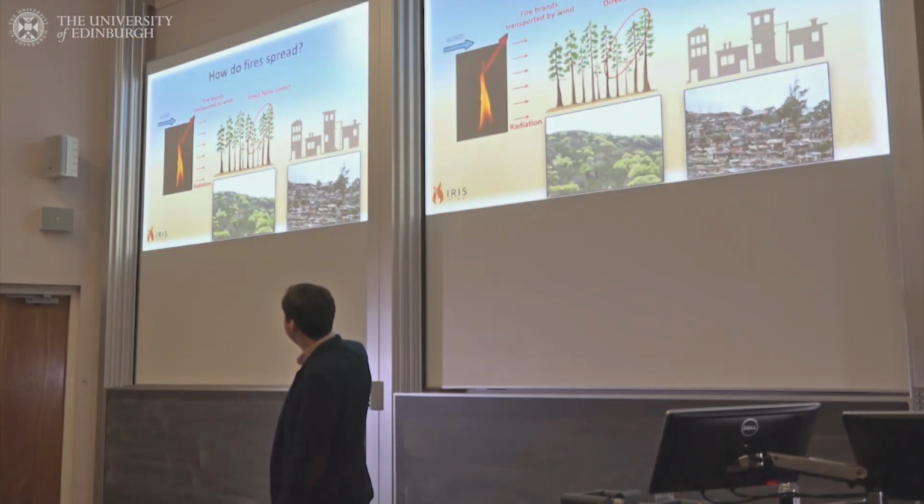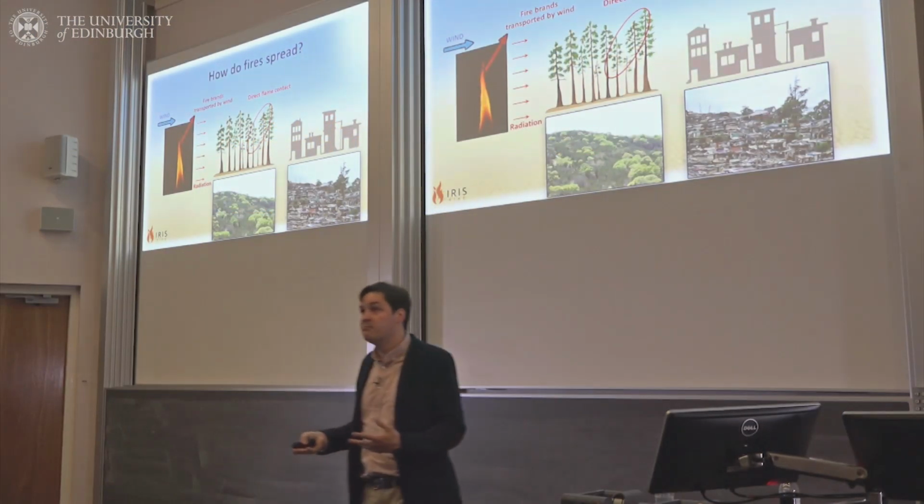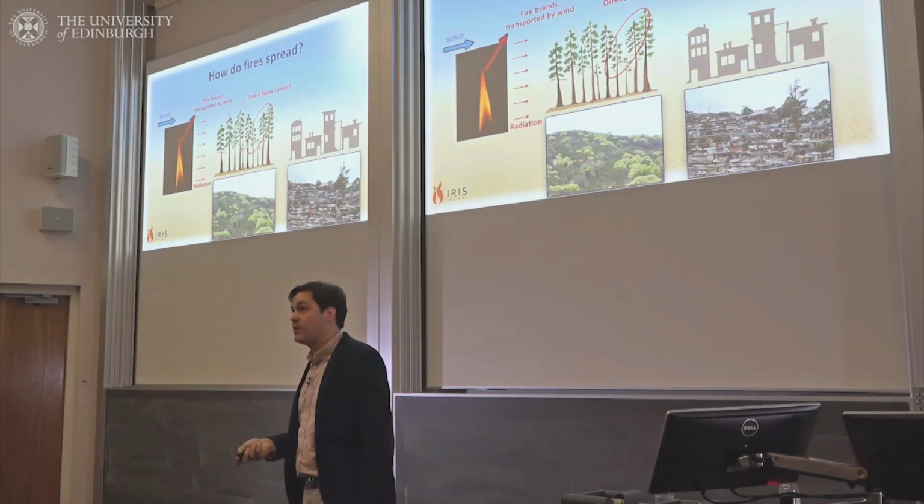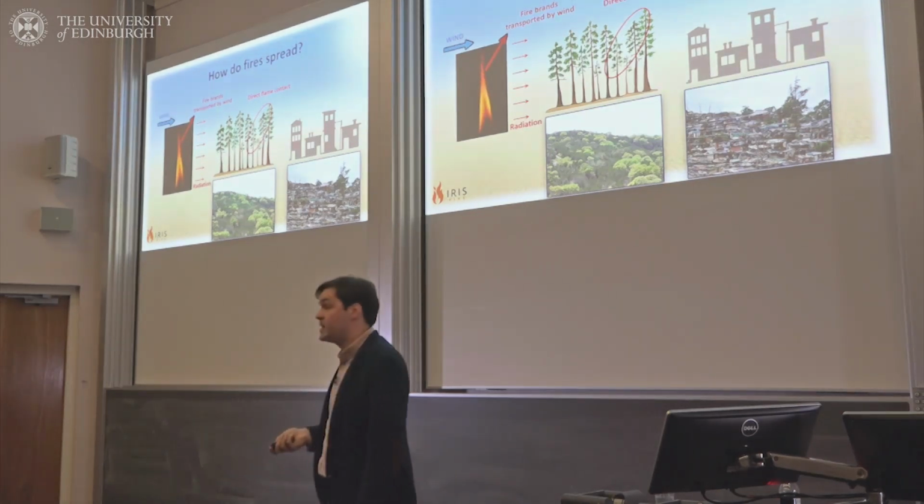And so these are the main fire spread mechanisms within informal settlements. We have firebrands, radiation, and direct flame contact. And that's the same as you would find in wildland fires.